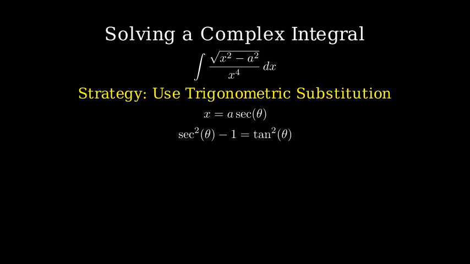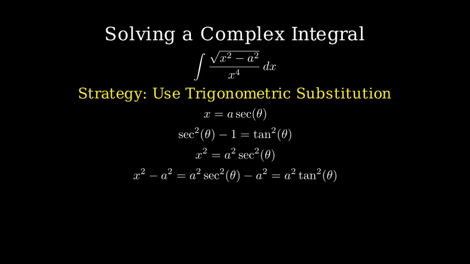Let's see what happens when we make this substitution. First, x squared equals a squared secant squared theta. Therefore, x squared minus a squared equals a squared secant squared theta minus a squared, which equals a squared tangent squared theta. Taking the square root, we get a tangent theta. We also need dx, which equals a secant theta tangent theta d theta.